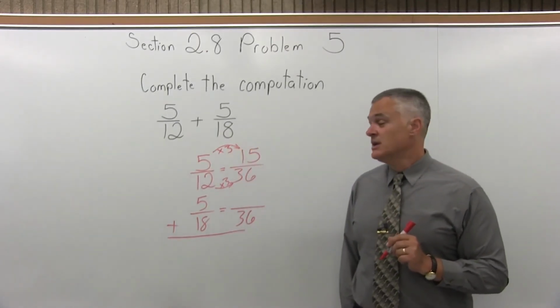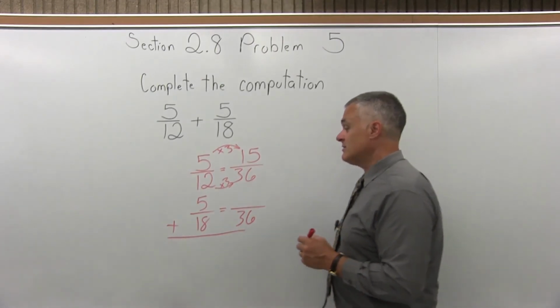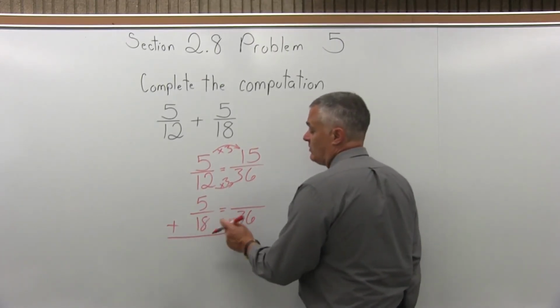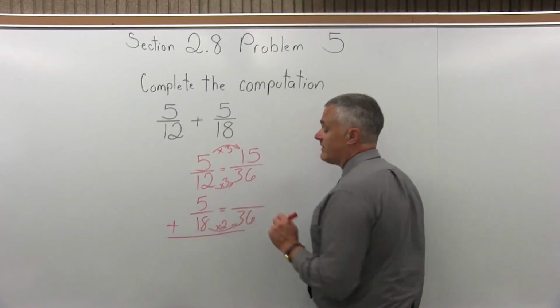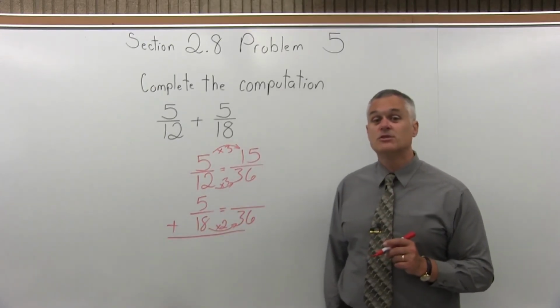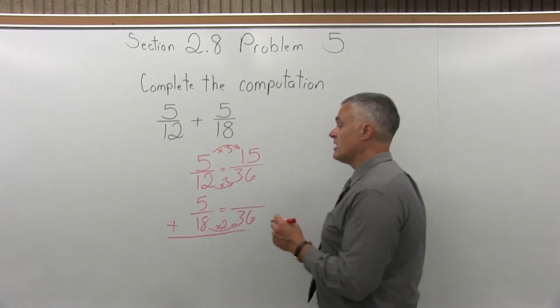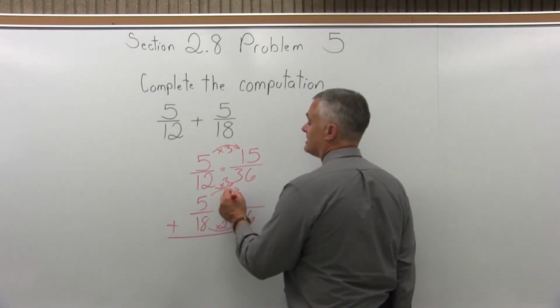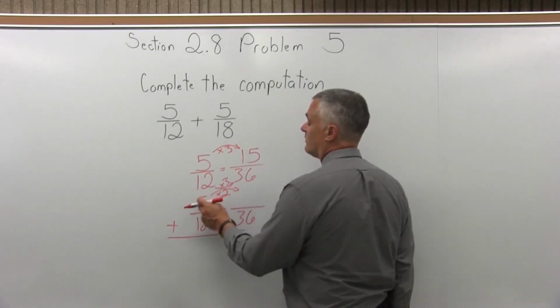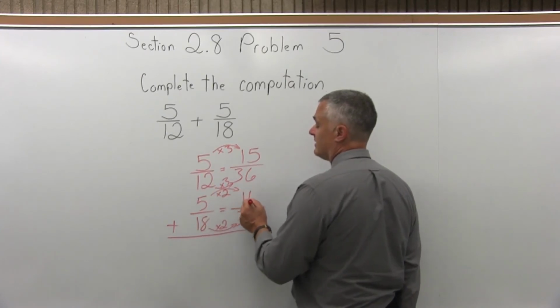numerator. Now, for the lower fraction, the 18 was multiplied times some value to turn it into a 36. Well, that value must be 2. 18 times 2 is 36. So the numerator is multiplied times the same value, times 2. So 5 times 2 is 10.